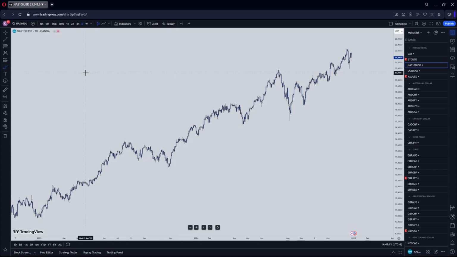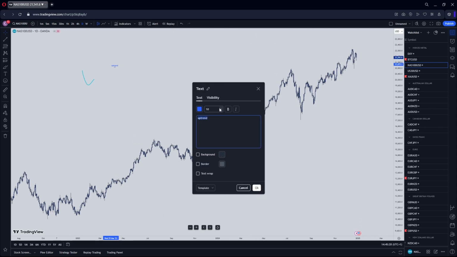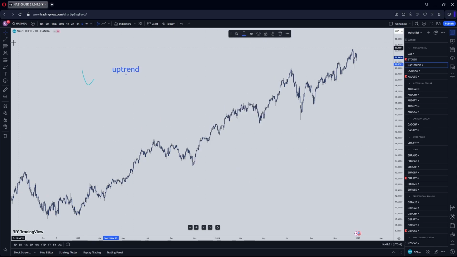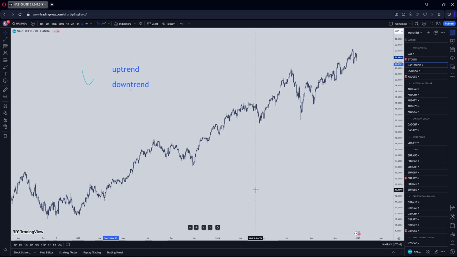When we say trends, there are two types of trend. We have what we call the uptrend. Let me just quickly make this a bit bigger. Uptrend, exactly. Then we have what we call the downtrend. Now, the uptrend is basically when the market is moving in an upward direction. The downtrend means the market is moving in a downward direction.